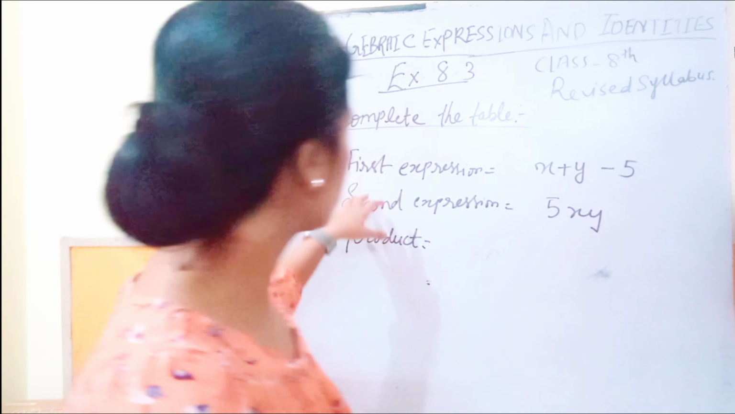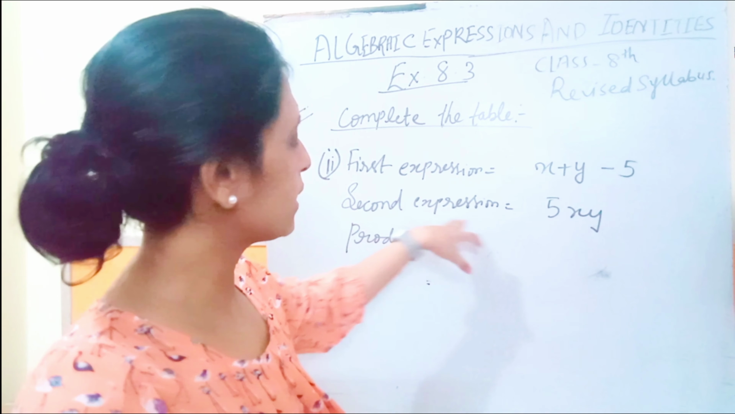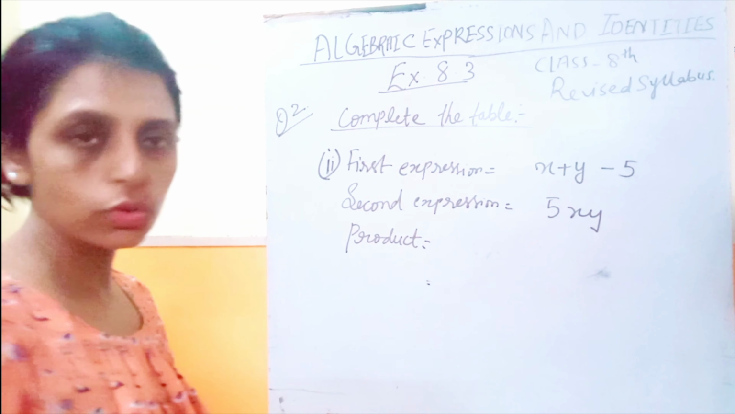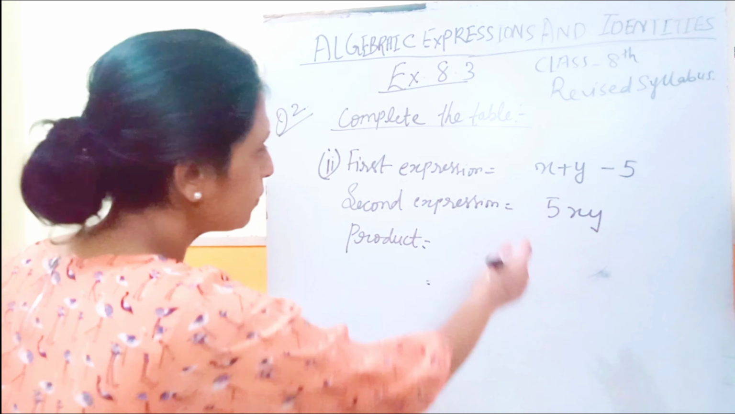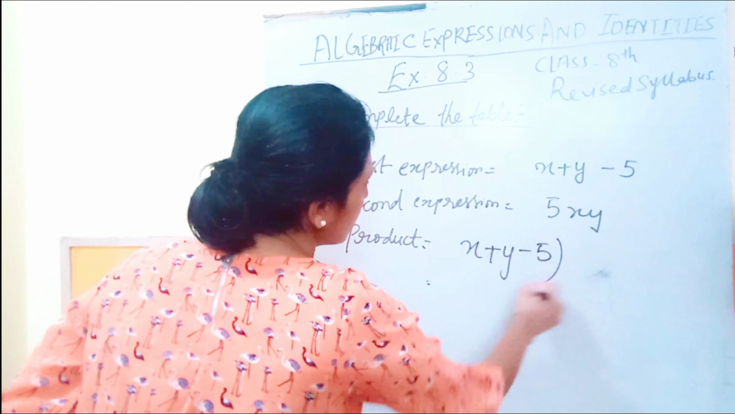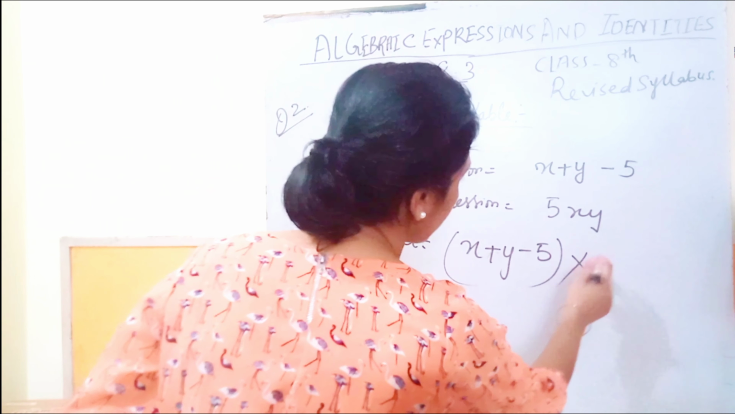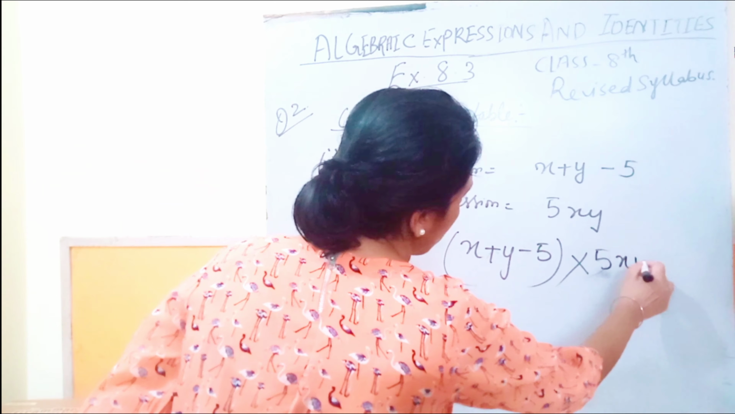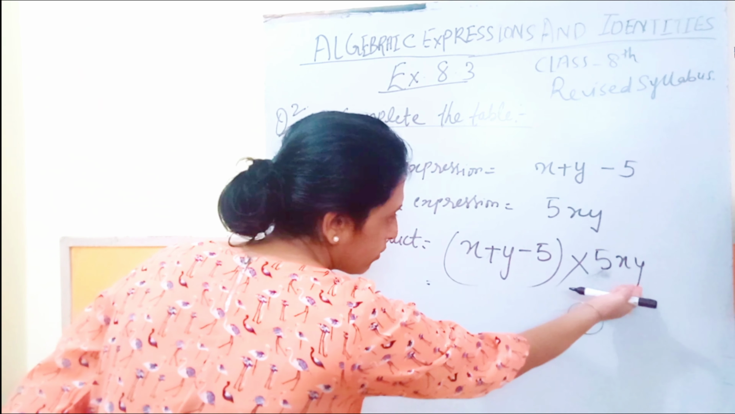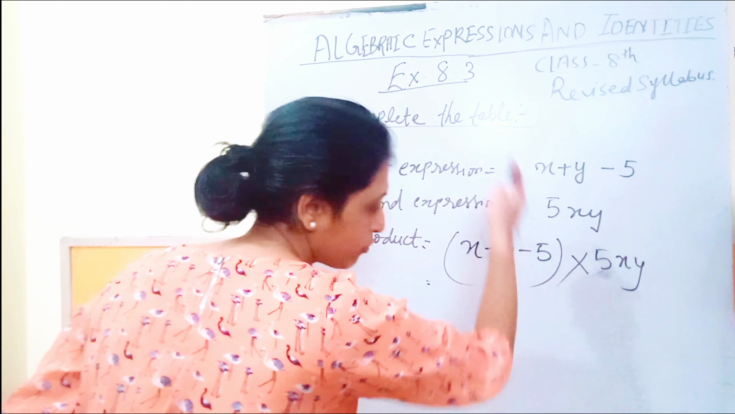In the second question, the first expression given is x plus y minus 5 and the second expression is 5xy. We have to find the product of these two expressions. So how will we do it? The first expression is x plus y minus 5, and we have to find the product, so the multiplication sign will come, 5 into xy. Okay, now what can you do? This 5xy will be multiplied with x also, with y also and with 5 also.